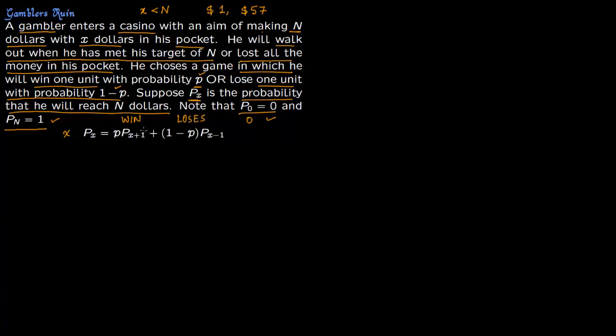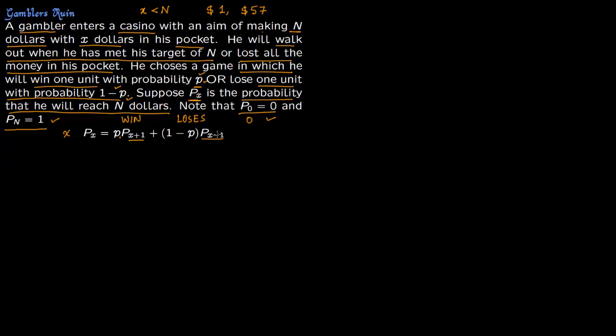If he wins, he ends up with X plus 1 units. And he wins with the probability of P right here. So P times P subscript X plus 1. Or he loses. If he loses, he has X minus 1 units and 1 minus P is the probability of loss. So if he wins, now he's at a new position, P subscript X plus 1. That is, he has X plus $1 in his pocket. And still you could compute the probability that he will win N dollars considering he has X plus $1 in his pocket. If he loses 1 unit, he still could end up winning this N dollars. So this is the probability that he will still win N dollars considering that he has X minus $1 in his pocket.